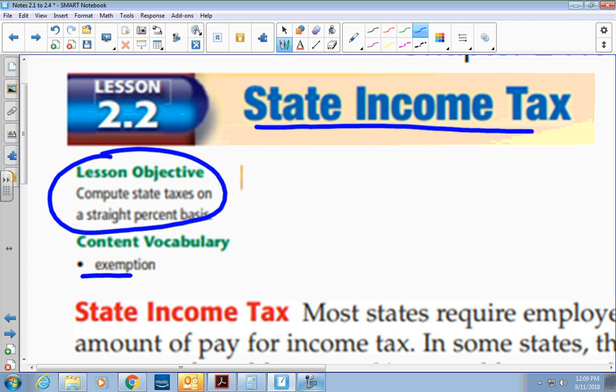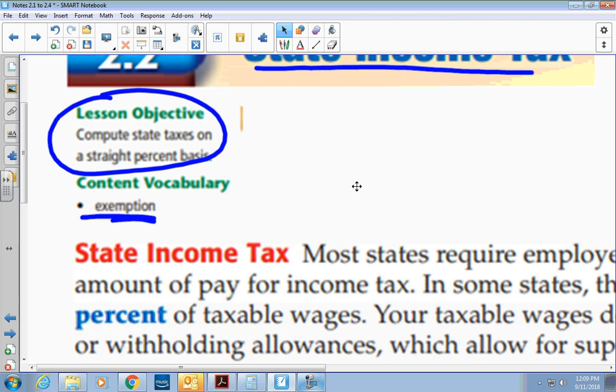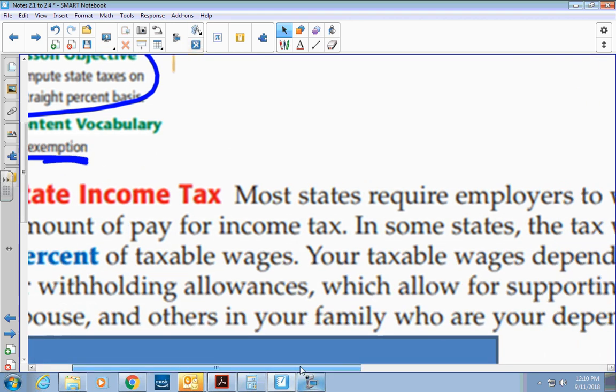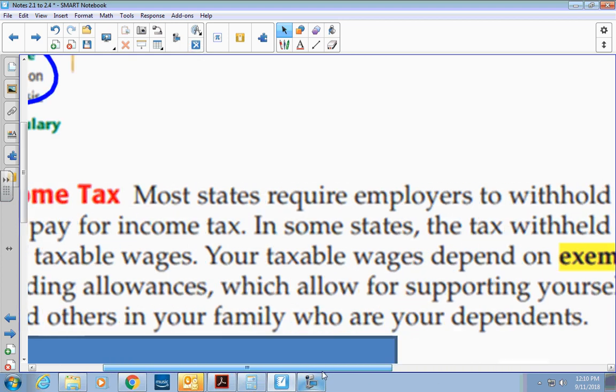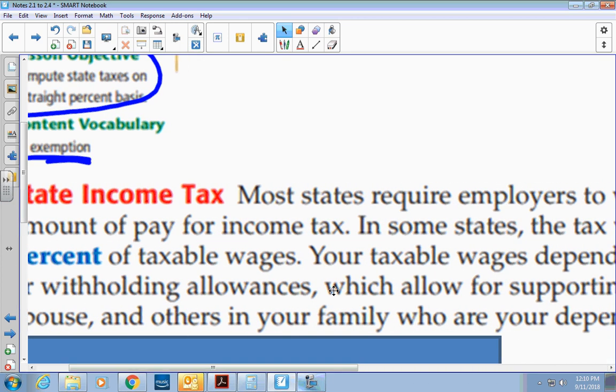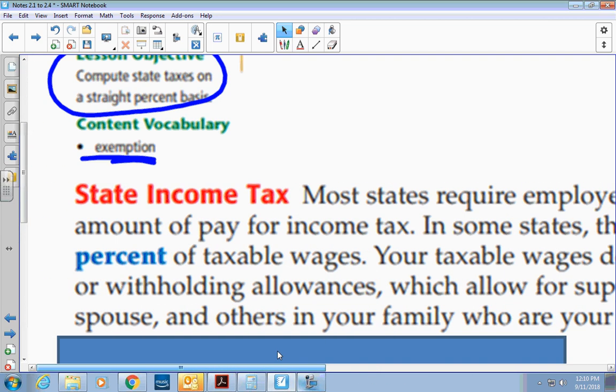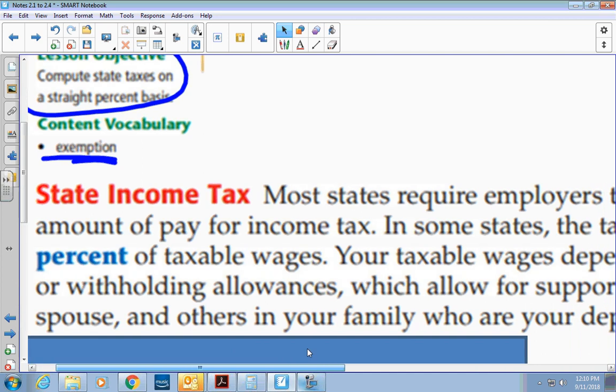We're going to learn about the word exemption as well. So underline state income tax, circle the lesson objective, and if you want, you can underline the word exemption. State income tax: most states require employers to withhold a certain amount of pay for income tax. We live in California, so we pay state income tax. In some states, the tax withheld is a percent of taxable wages.